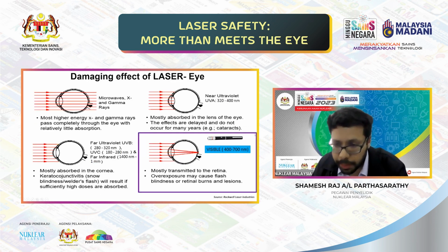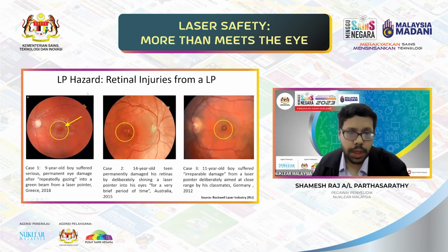Again, to recap, this really shows that whenever you're using a laser pointer, you should exert caution. This is technically a minor recap of what I've explained just now. A laser pointer operating in the visible range, technically, most of the beam is transmitted to the retina itself. Overexposure may cause flash blindness, retinal burns, and lesions. This picture shows the hazards of retinal injuries from a laser pointer. If you look at all three pictures, generally they show retinal injuries and retinal burn.